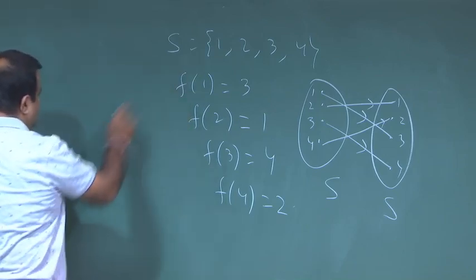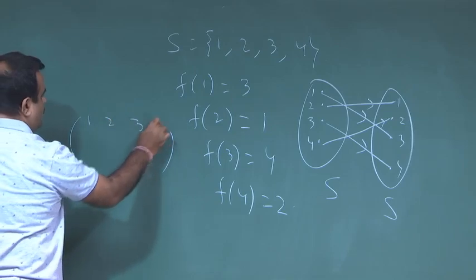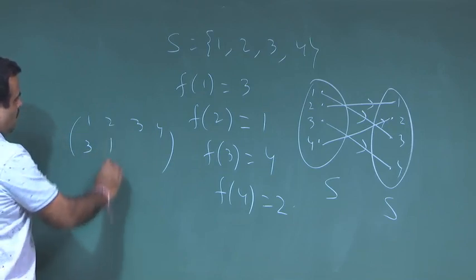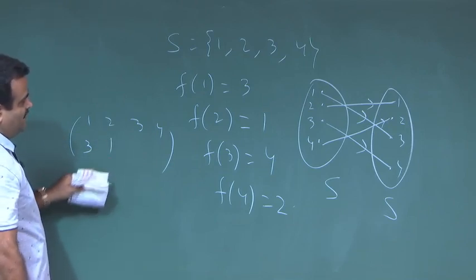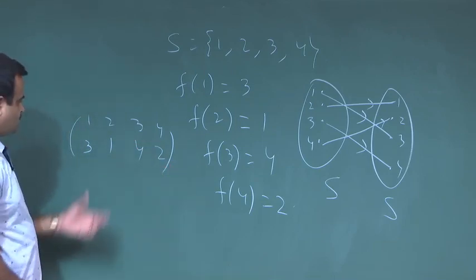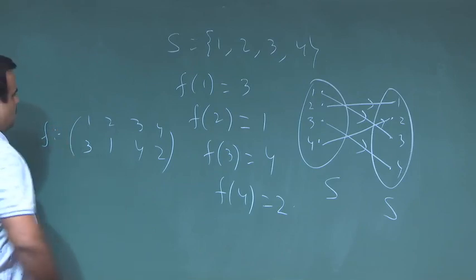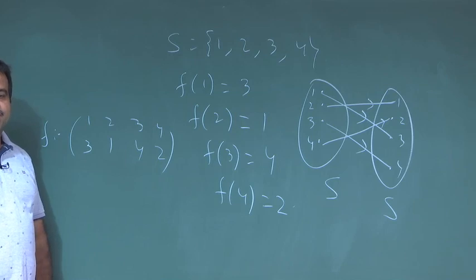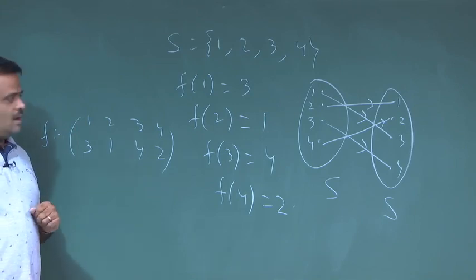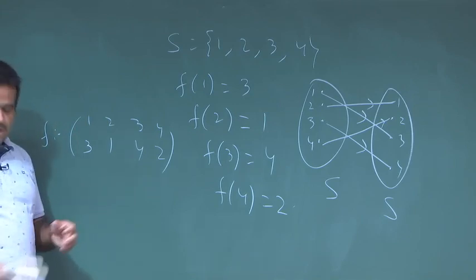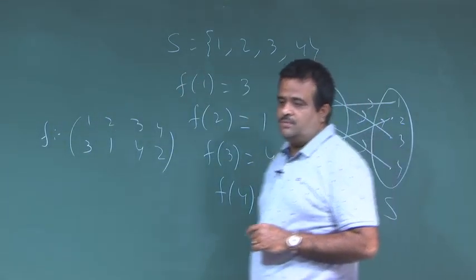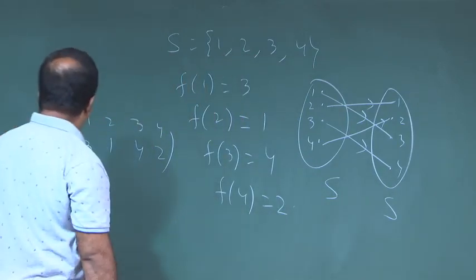So how do we write this permutation in that form of 1, 2, 3, 4? Where is 1 going? 1 is going to 3, then 2 is going to 1, 3 is going to 4, and 4 is going to 2. So this is the permutation. Any bijective mapping from S to itself can be written as a permutation. Then we talk about the inverse permutation, whether the inverse of this function is also a permutation or not. So let us talk about that.